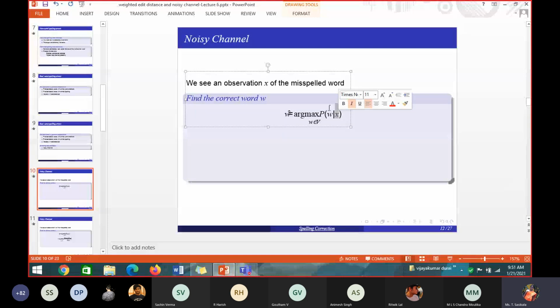I have so many words in the candidate set. Take the first word. BEHAF is my wrong word. For that wrong word, in my candidate set, for example, I have behalf, behave, because. Take each word as a W, and I am finding the probability of the wrong word with each of the words present in the candidate set, and whichever has the highest probability, I will use it. So here P of W given X, they have used the Bayes theorem.